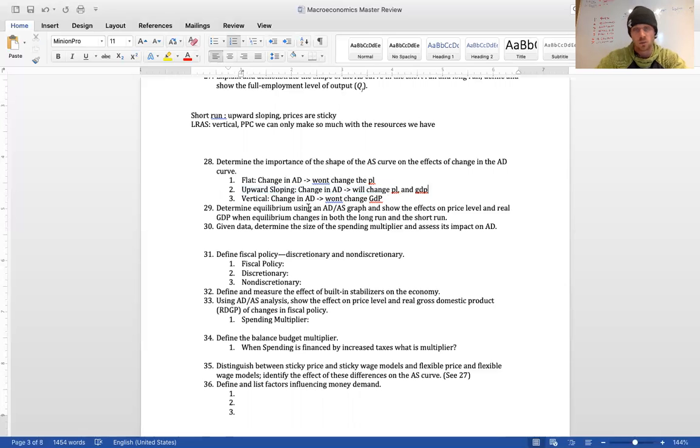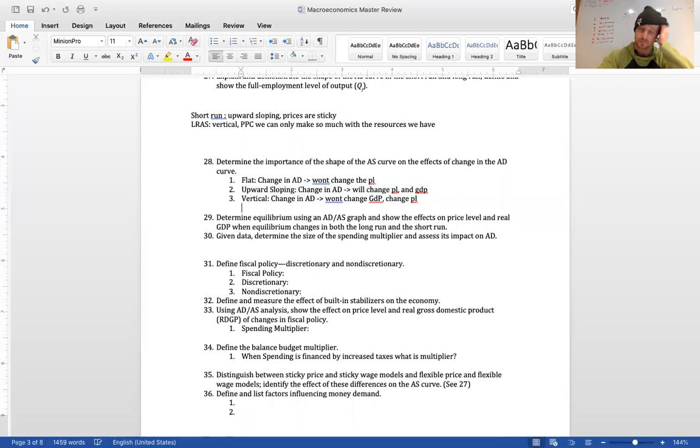If it's vertical, it won't change GDP. It will only change price level. This is that monetary neutrality policy or concept we've talked about.